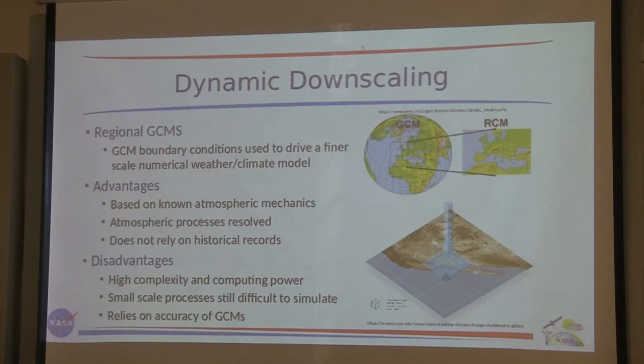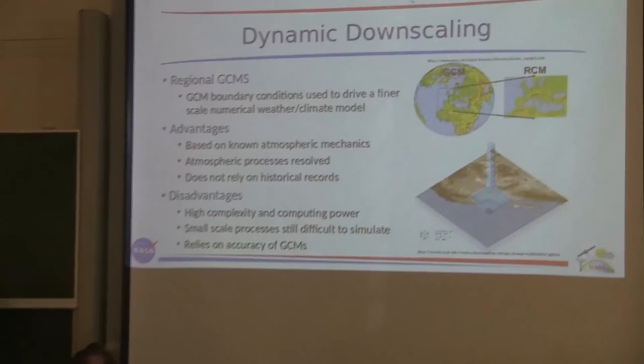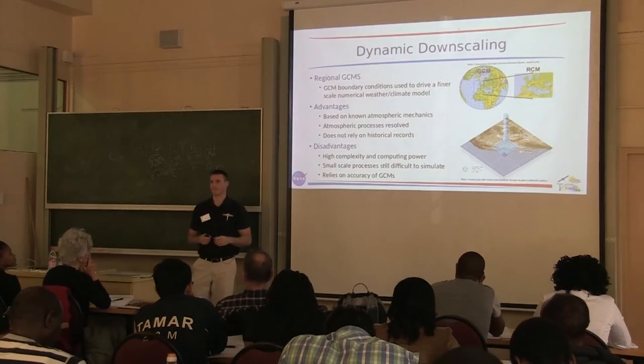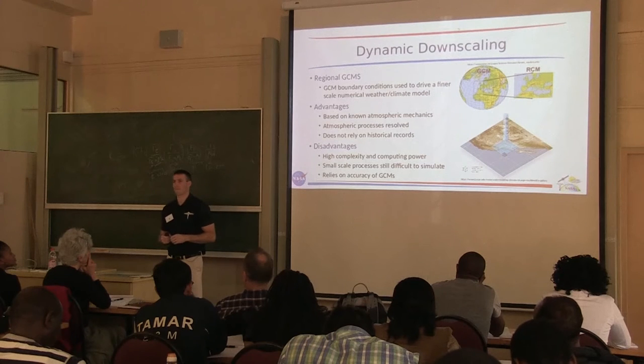So dynamic downscaling is really kind of a nested model. You have a very similar model to your global climate model. It's a weather model. You take the boundary conditions, so what's happening in the atmosphere over the whole grid cell, and you use those as input into a model that's run in a much smaller grid cell. Let's suppose you've got a grid cell that's measuring over 100 square kilometers, and you'd like to have it over 1 square kilometer.